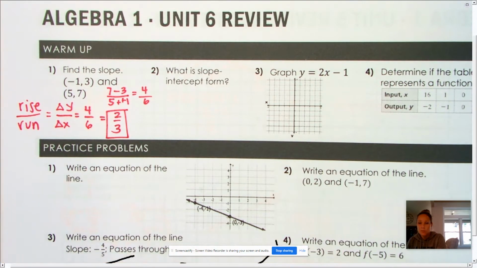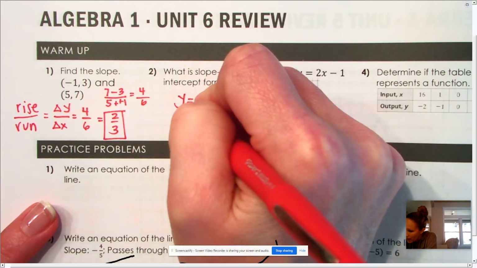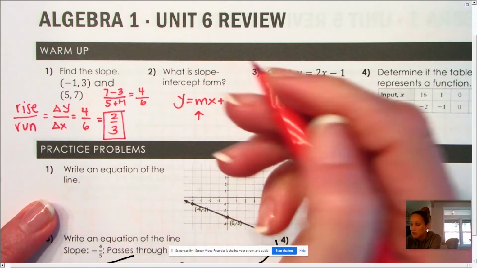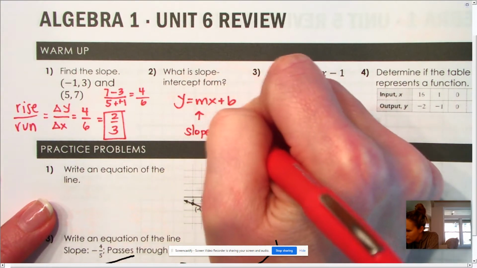Question number 2, what is slope-intercept form? y = mx + b. And the reason why it's called slope-intercept form is because the numbers that will pop up in this equation are meaningful to us. This one's the slope, and this one is the y-intercept.